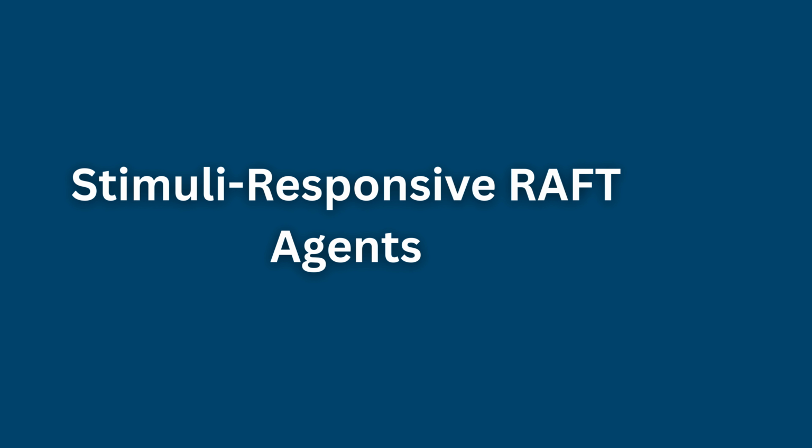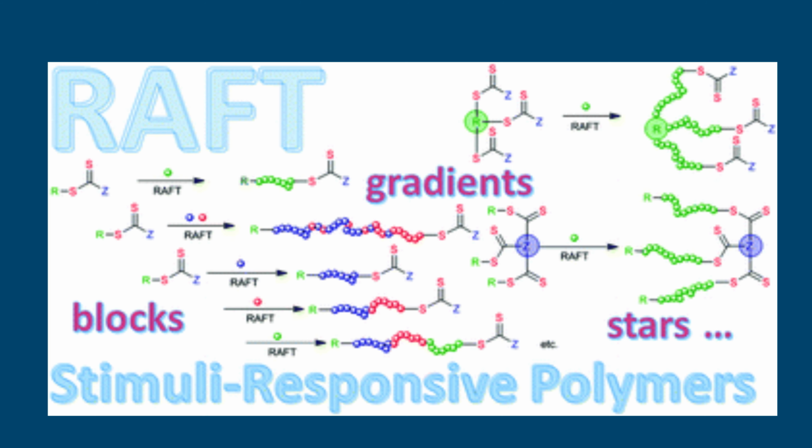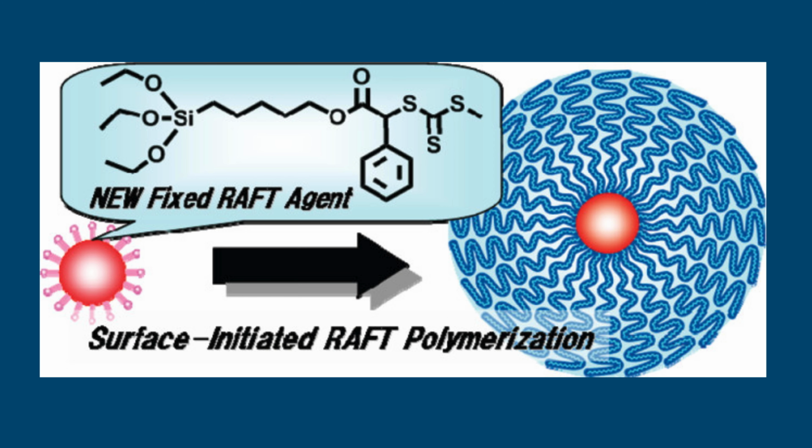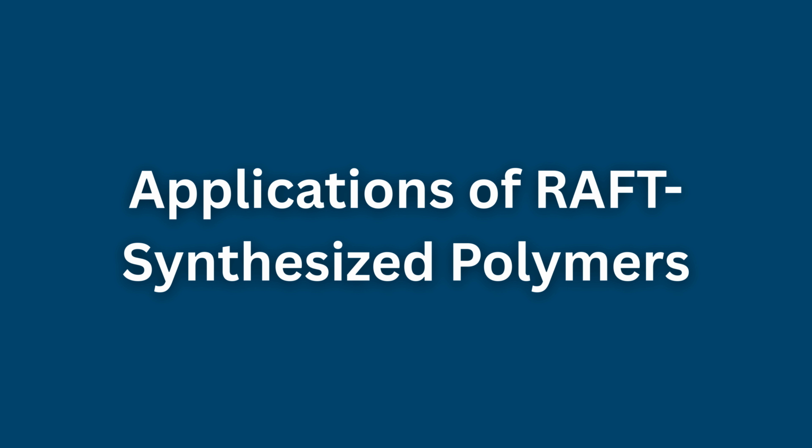Stimuli-responsive RAFT agents. New RAFT agents capable of switchable reactivity have been developed. These agents enable the controlled polymerization of both more activated and less activated monomers, thereby facilitating the efficient synthesis of block copolymers such as poly(MAM)-block-poly(LAM). Surface-initiated RAFT polymerization. RAFT techniques have also been adapted for surface modification, enabling the formation of polymer brushes and functional coatings on nanoparticles, membranes, and biomedical devices.